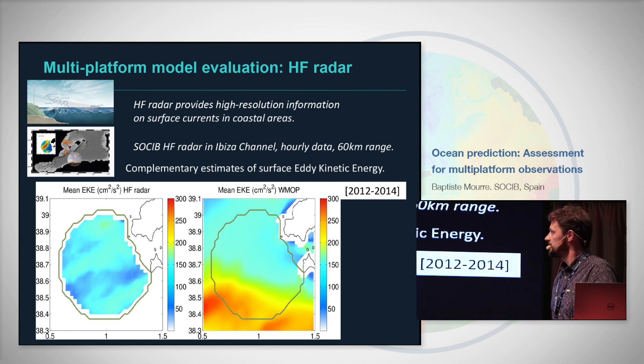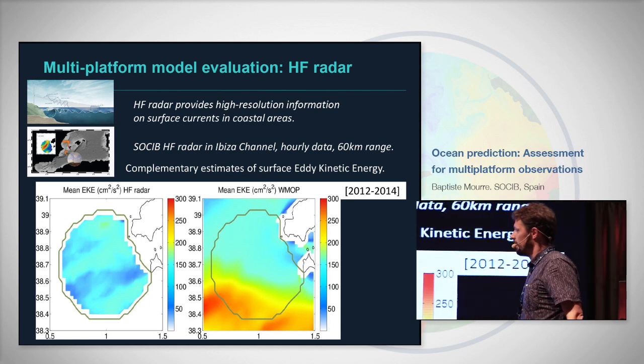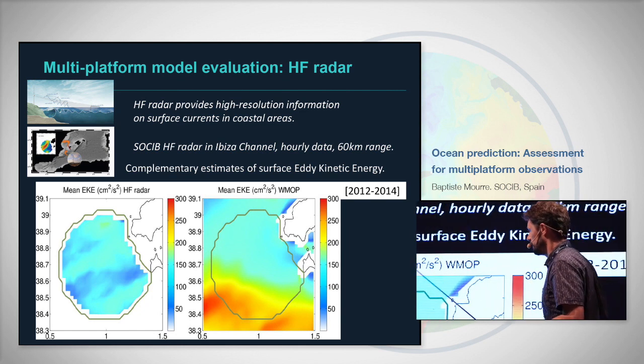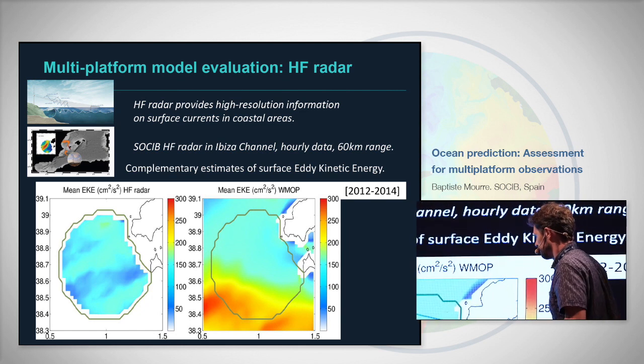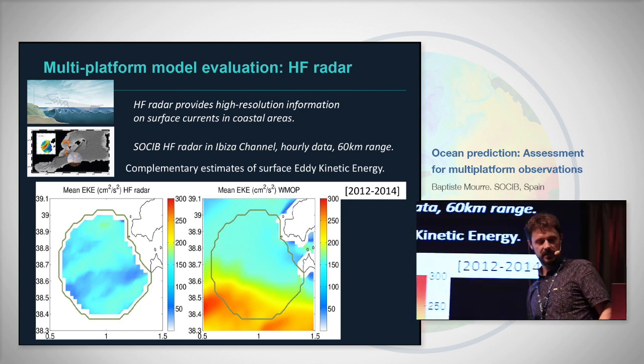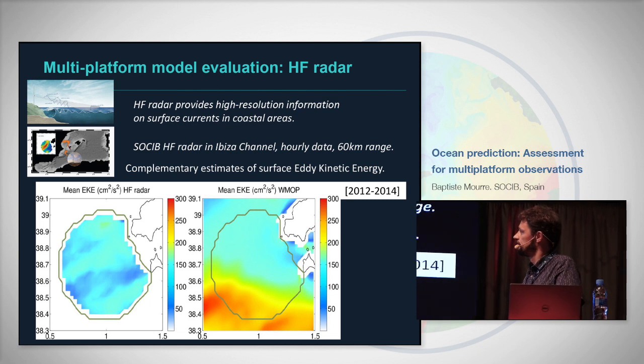You can get complementary estimates of the surface eddy kinetic energy with this data, complementary to what we have with the drifters and with the altimetry. And you have here the scales, the radar has quite the same resolution as the model. So you have quite good estimates in the northern part of the area, but here a clear overestimation, in this case, of the model kinetic energy.